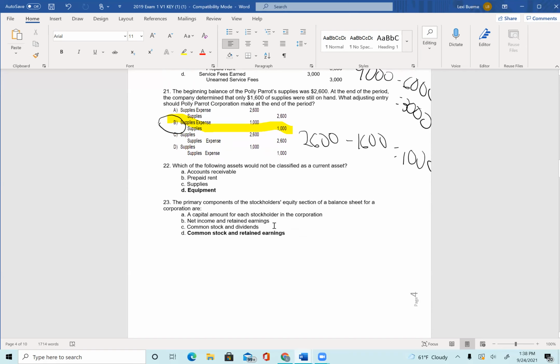Which of the following is not considered a current asset? This is equipment, because equipment is essentially long-term, because if you have a table it's not going to just disintegrate in a year under a normal course of business. Like accounts receivable, it's always quick. It's going to be received quick. Prepaid rent, you have to pay the rent within a year. You can't tell a landlord, sorry, I'm going to pay you in a few years. Same with supplies. Supplies are going to be a current asset because you receive them, like a pen, you're going to receive the pen right away and you would just pay for the pen right away.